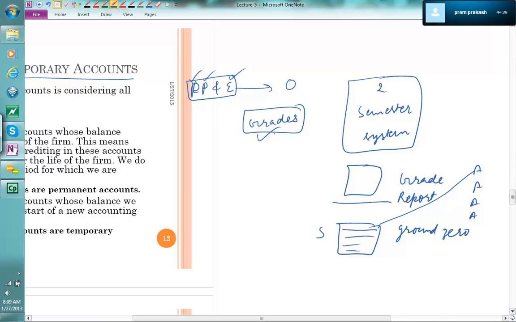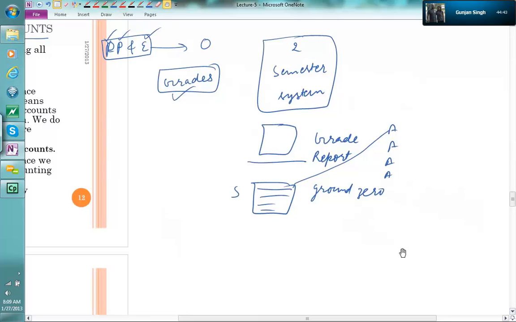Gunjan? It would be a temporary account then. Yeah, it is the income statement. The income statement is like the grade sheet of the business: how much sales you have made, how much revenue, how much profit. Profit is always related to a particular period. So when we are talking about a grade report, we are talking about a particular period, and in each period you are starting from ground zero.